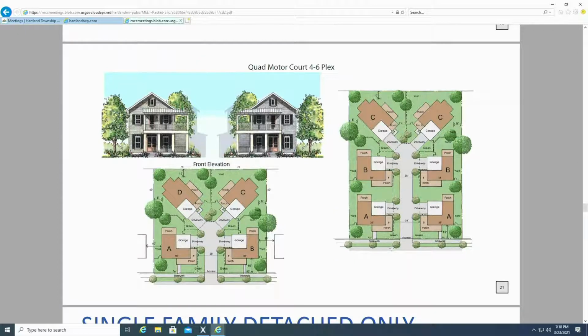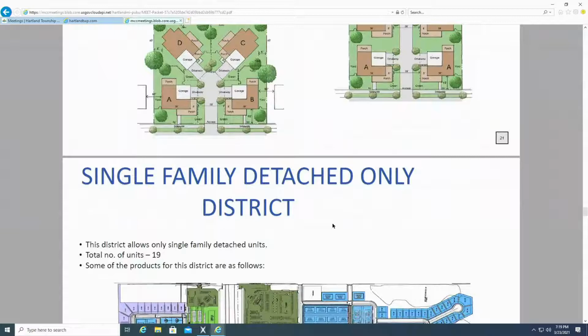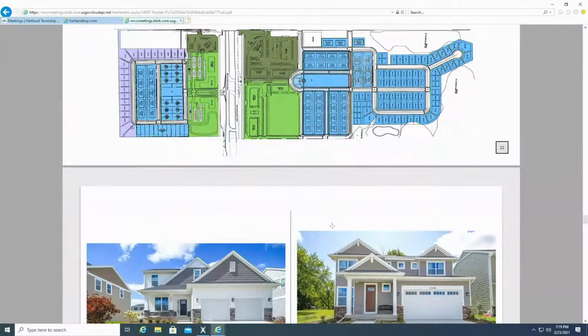So the single-family district is 5 units or less. And we have a flat unit that's 3 to 5 units, and a townhome unit, and the motor courts. And should we keep going into the mixed-use district, or I don't want to jump ahead. Are there any questions?